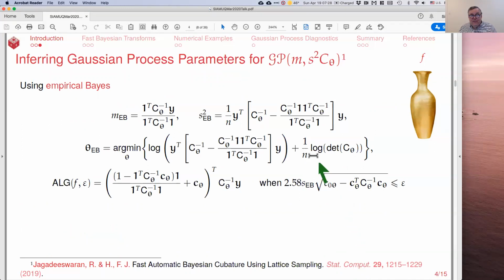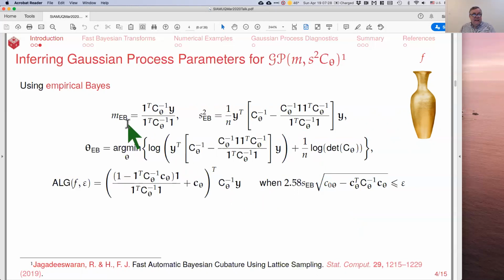And this is not new. An alternate approach would be to put non-informative priors on the M and the S. It's not so easy to do for the theta. And we can also use cross-validation, but for this talk, we'll stick with empirical Bayes.